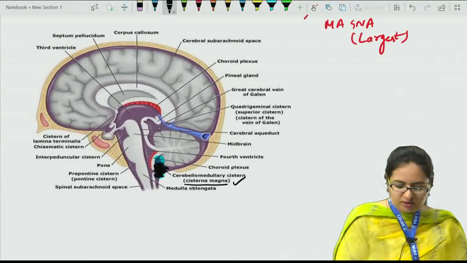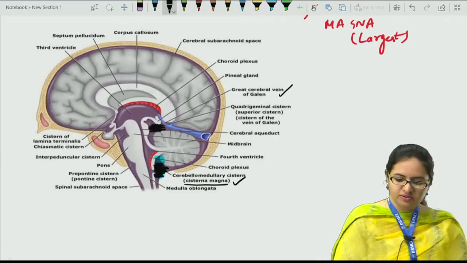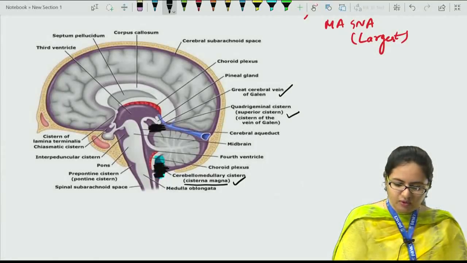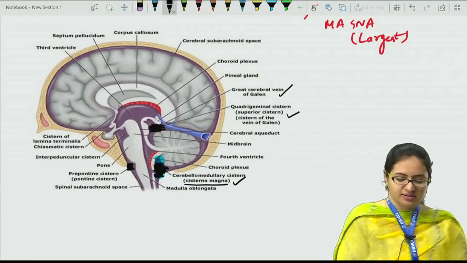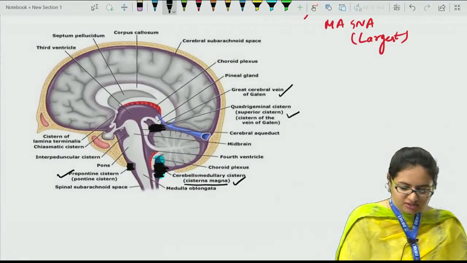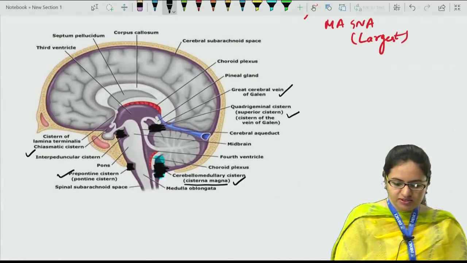Then just above the cerebellum, we have one more cistern, and this cistern is the cisterna ambiens, where the great cerebral vein of Galen is present. So this is the cisterna ambiens, also termed as the quadrigeminal cistern. Then towards the ventral aspect of the pons, over here, we have the pontine cistern. And just at the base of the brain, near the interpeduncular fossa, we have the interpeduncular cistern. These are the various cisterns which can be seen over here.